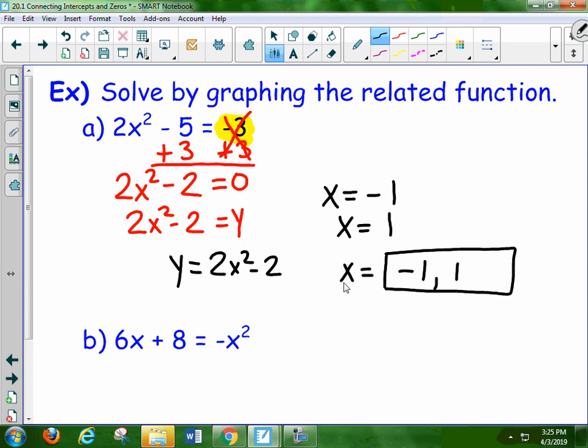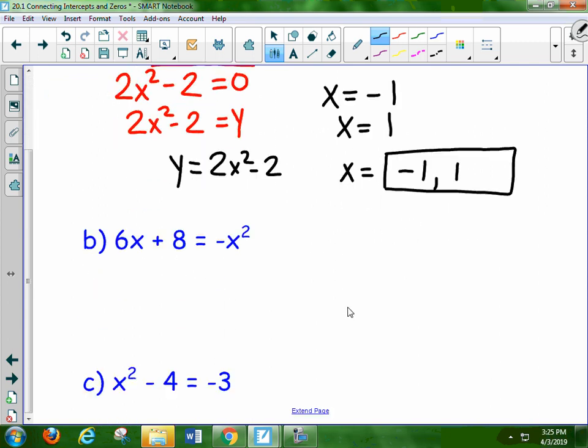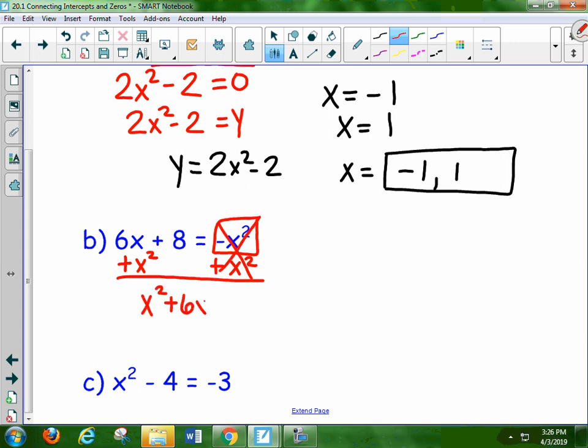Okay. So if I look at the next one, if I look at B, you might want to take a minute and try it on your own. But this one's a little different, so if you don't want to try it, that's fine. Pay attention, you can try C on your own. The reason this one's a little different is it's not just a number over here on the left this time in order to get it equal to 0. It's a variable. So in this case, I'm still moving it. I still need to get it equal to 0. So I'm going to add x squared to both sides. So here in this case, I would then have x squared plus 6x plus 8 is equal to 0.